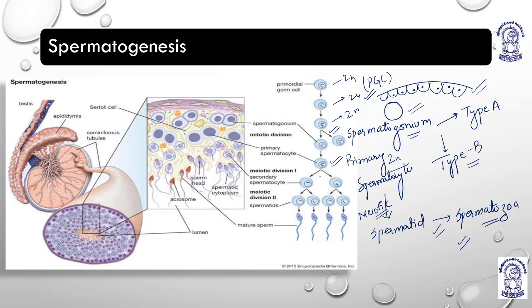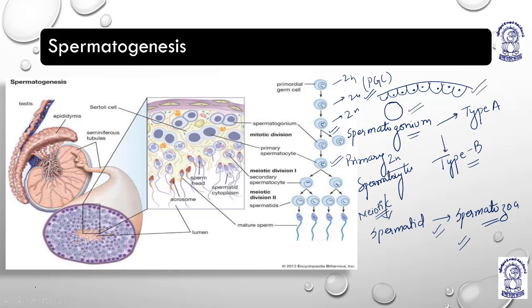The Sertoli cells function I have already explained, the Leydig cells function I have already explained. So there is no need to repeat each again and again. You can see the mature sperm is coming out. Okay, it will come out, right?